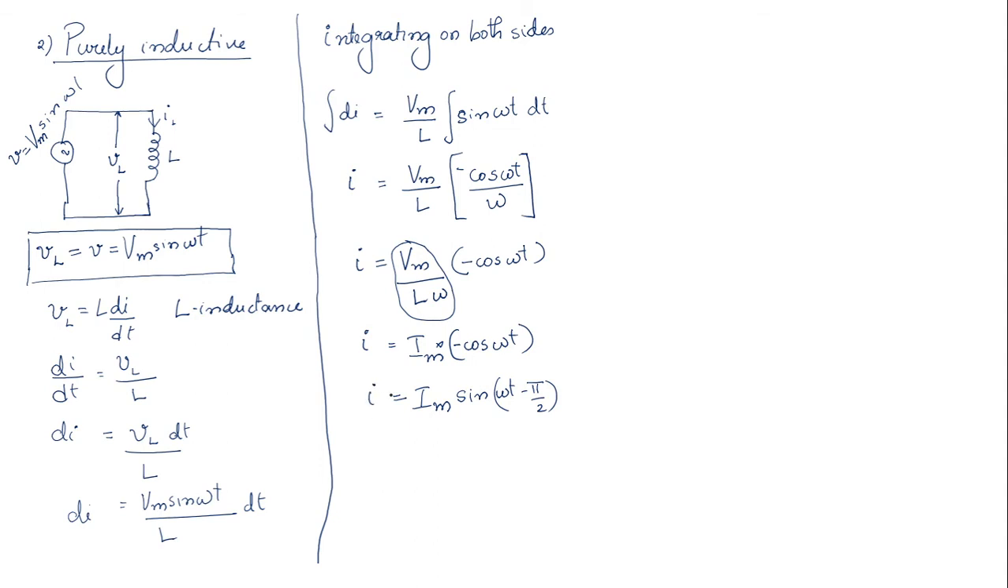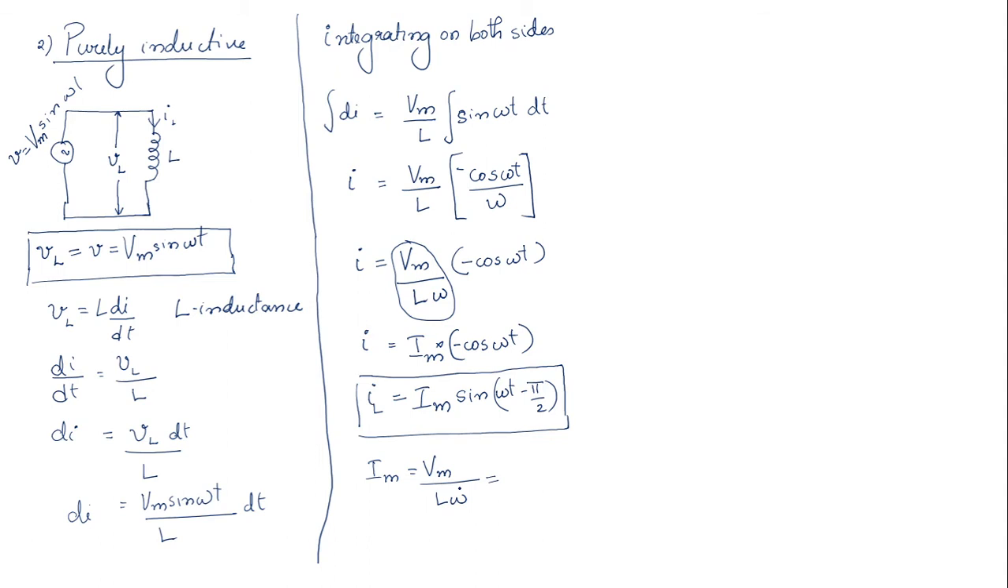Okay, so this is the equation representing the current. Now we can put this inside a box. Why? Because we got the equation for the current through the inductor, which is equal to Im sin of omega t minus pi by 2. Now, I just told you that Vm divided by L omega are all constants, and this can be called Im. So Im is equal to Vm divided by L omega, correct?